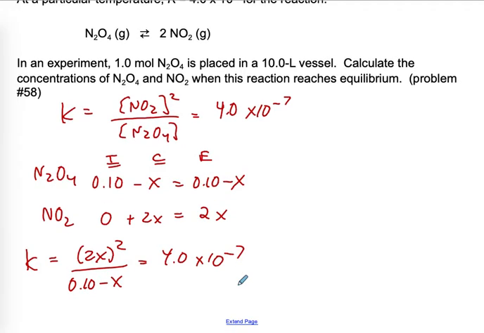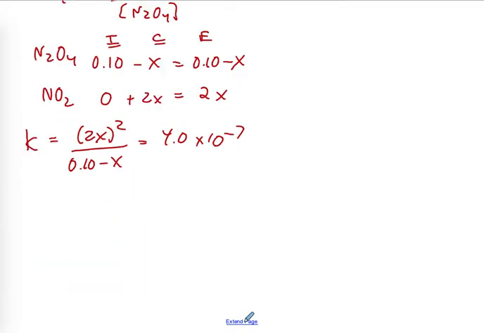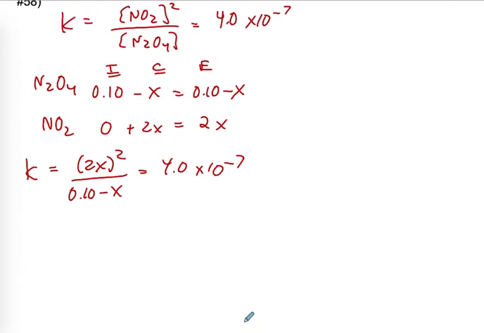Now, at this point, you may think that you must cross-multiply, collect terms, and solve a quadratic equation, or use a polynomial solver, but in this case, you don't need to. Pay close attention. When K is very, very small, that means that, in this case, the shift towards the products is going to be really, really, really tiny. Not 0, but very tiny.